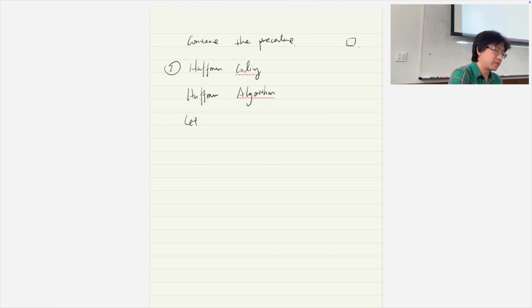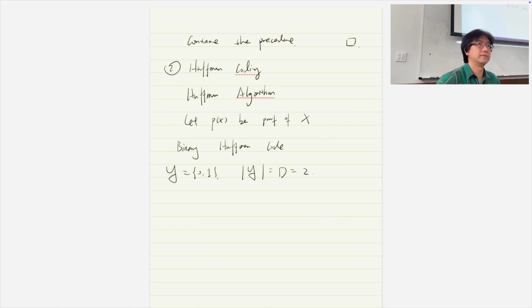First of all, in order to construct the Huffman code, we need to know the distribution of the source symbol, like the Shannon code. So we need to know the distribution. Let Px be the PMF of x. Now we first consider the binary Huffman code, and then we're going to consider the general case. Binary Huffman code means the coding alphabet is 0 and 1. The cardinality of y is basically 2, so D is 2.